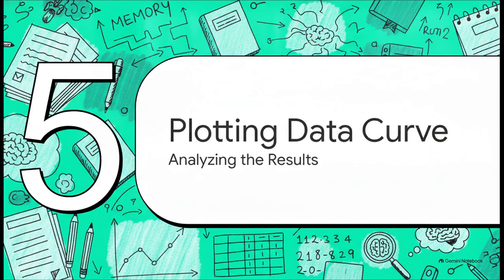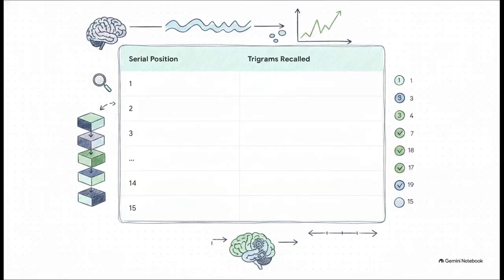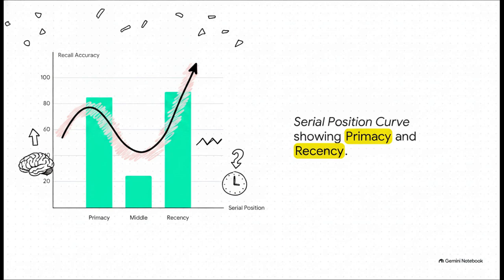Okay, Section 5, Plotting the Data Curve. After that 1-minute distraction, our subject gets exactly 2 minutes to freely recall the trigrams however she wants, using the writing materials we provided. Once she's done, it's time to record the dependent variable and analyze the data. We do this using Table 1. On this chart, we meticulously record the number of correctly recalled trigrams against their exact serial positions, numbered 1 through 15. The independent variable is the serial order of presentation, and the dependent variable mapped here is the number of trigrams recalled correctly.